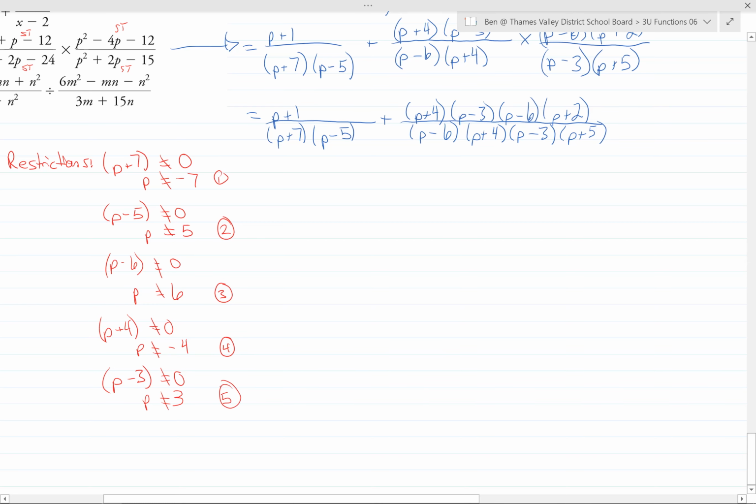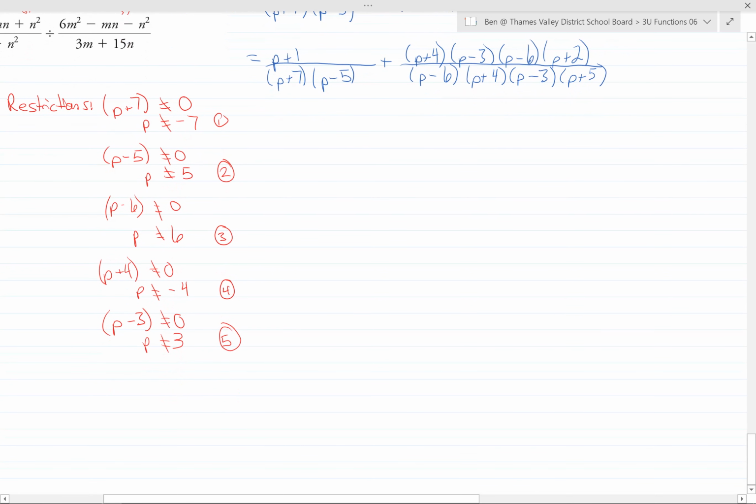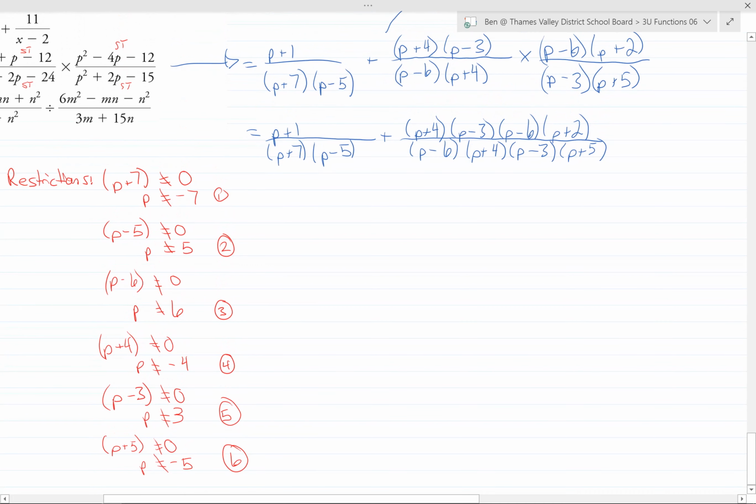Fifth restriction, and my final restriction here, p plus 5 as a factor is not allowed to equal 0. P plus 5 not allowed to equal 0. Therefore, p cannot equal negative 5. So there are my 6 restrictions. That makes sense. I have 6 unique factors in my denominators as we work through. Now that we've finished that, we can start to cancel out.